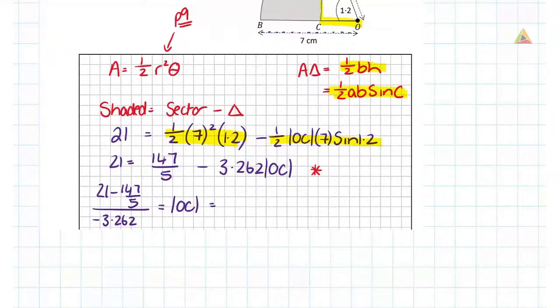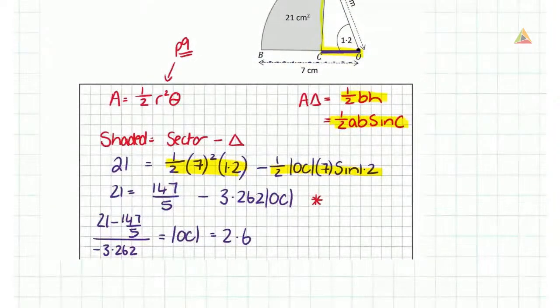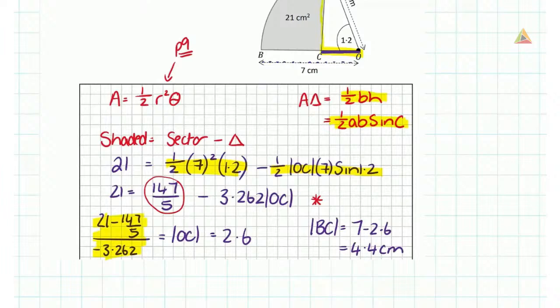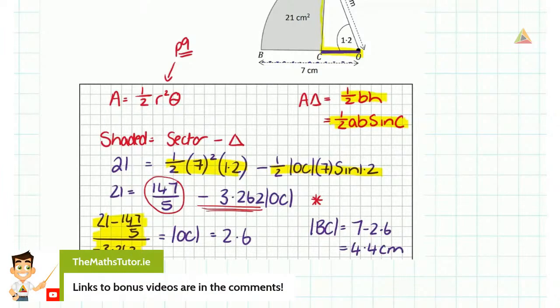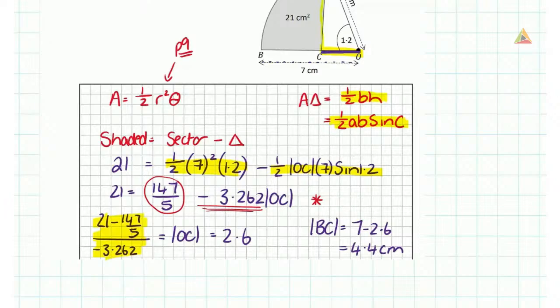And that should be giving you a distance from O to C of, I'm just going to leave it to one decimal place, 2.6. So this distance here, that's going to be 2.6. So obviously for BC, which is what they're looking for in the question, it's going to be 7 minus 2.6, and that should give you 4.4, and our units are centimeters. Just with this part here, all we've done is subtract the 147 over 5 from both sides, and then we have divided both sides by minus 3.262 to get our OC.